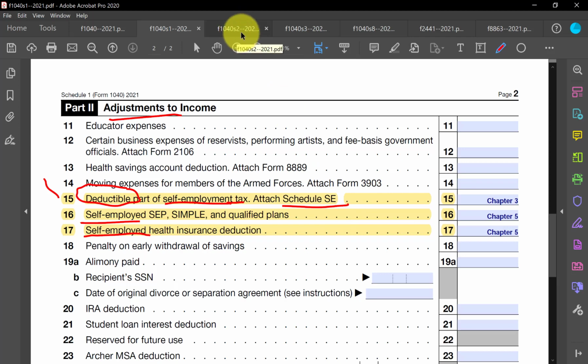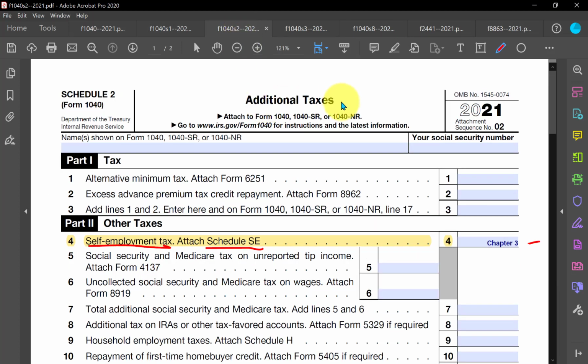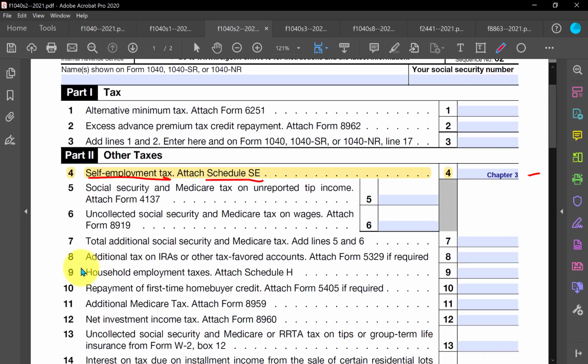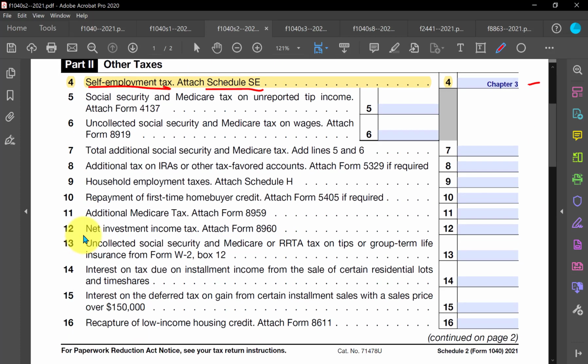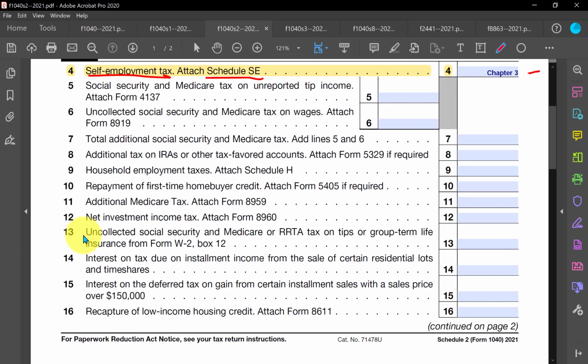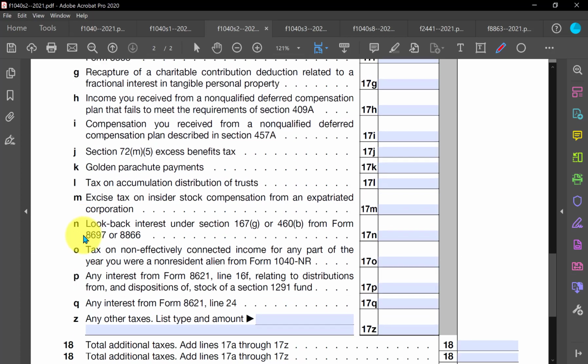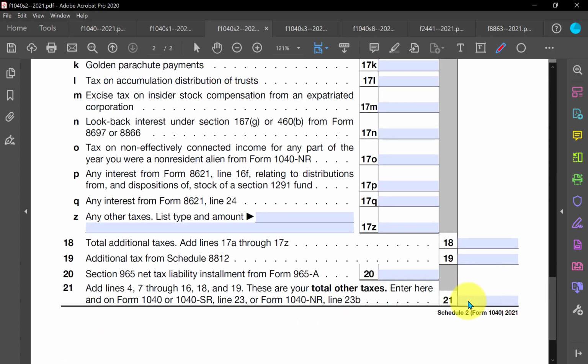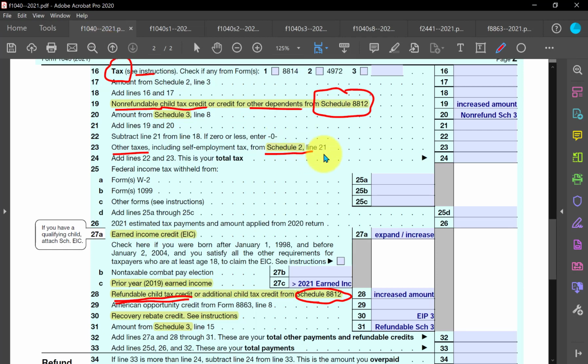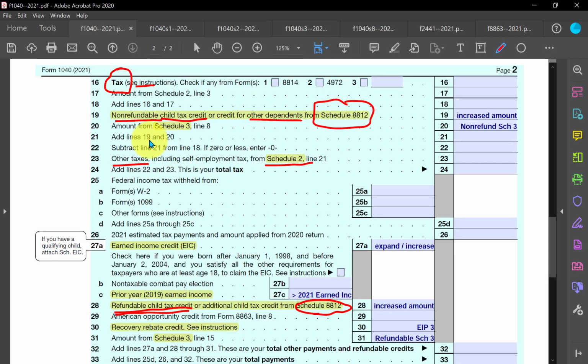And on Schedule 2, again, these are the additional taxes. Compared to 2020, there's just more detail here, more lines showing various types of other taxes beyond income taxes. Going to page 2 here, you would take a grand total and then write it back on the 1040 form here in line 23.